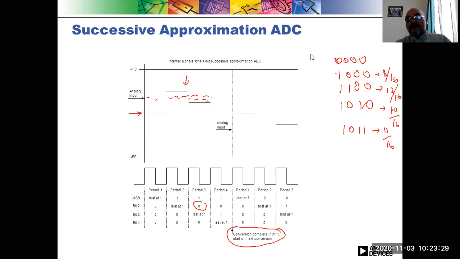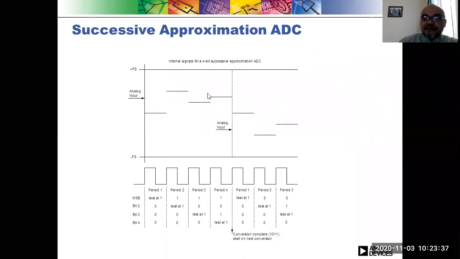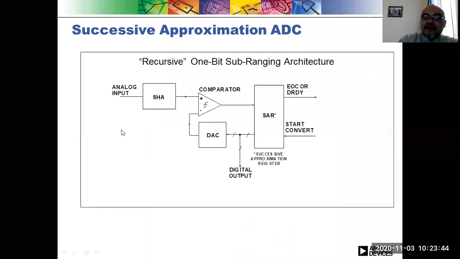It approximates the analog input starting from the most significant bit. The most significant bit is converted by the DAC into an analog signal here, as you see, and then compared with the analog input. If it is still less, then it will switch on the second bit. If the value is then higher, it knows that bit should be switched off. The second bit should be switched off.